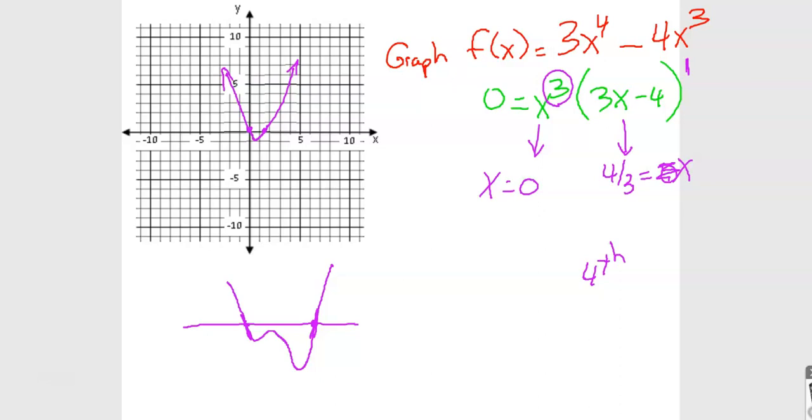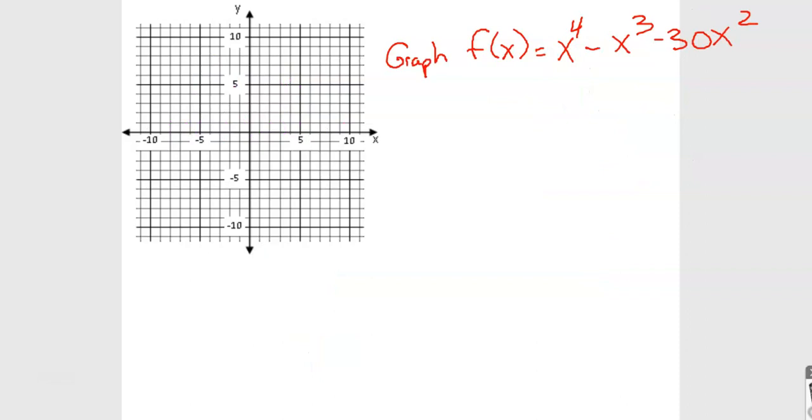So in general, I want to know what the graph is going to look like. And again, the left-hand behavior goes up, the right-hand behavior goes up. As x gets bigger, then the y gets bigger. As x goes towards negative infinity, the y goes towards positive infinity.